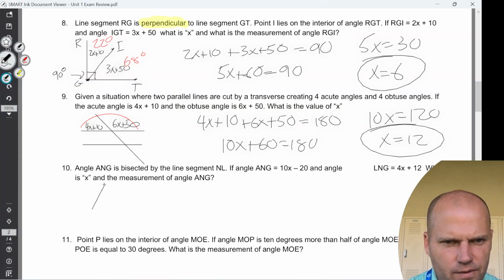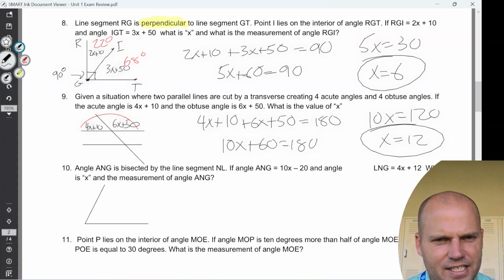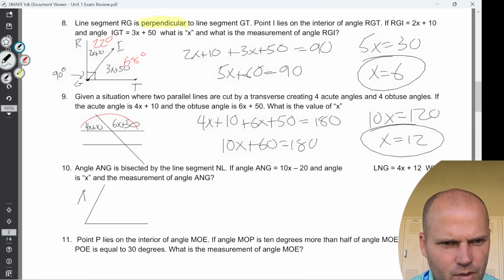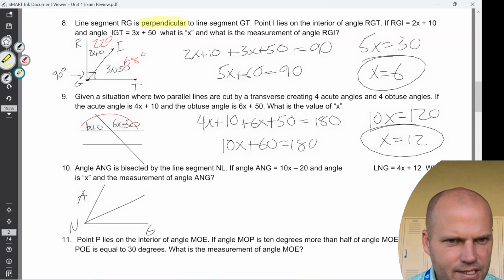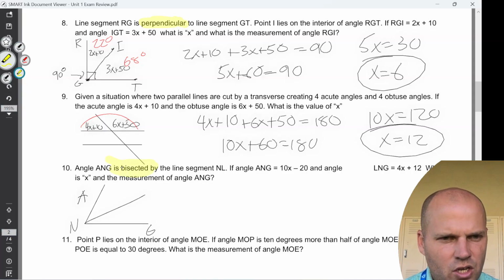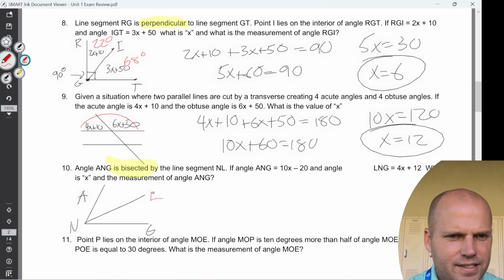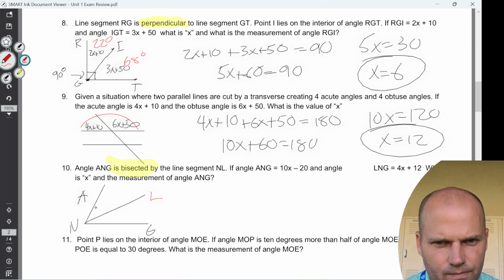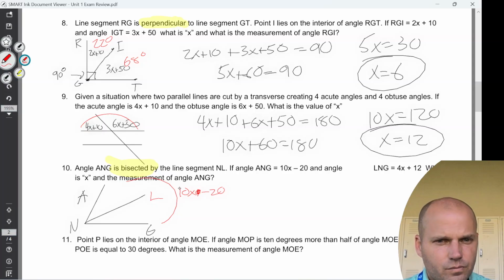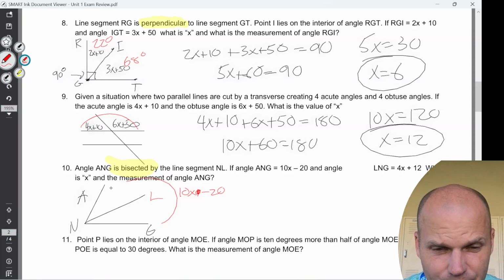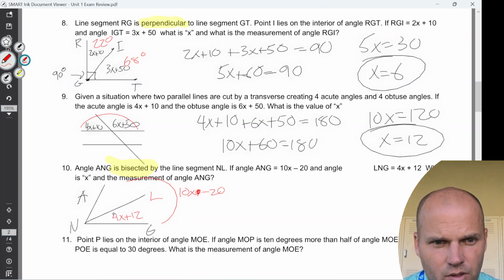Angle ANG is bisected by line segment NL. ANG, bisected. Guys, pay attention to the details. That means this angle ANL is equal to angle LNG. ANG is 10x minus 20. That's the entire angle. LNG is 4x plus 12.